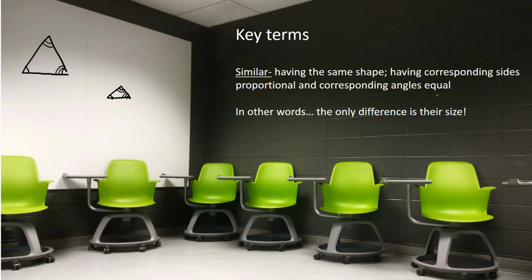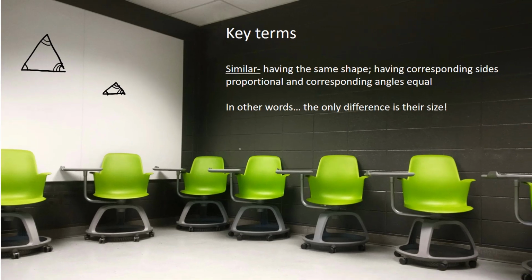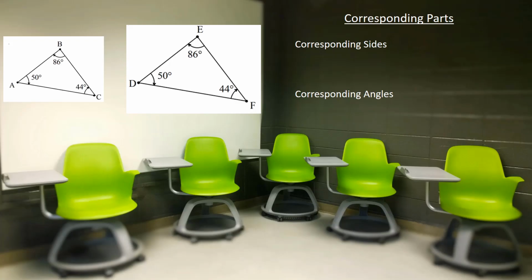We'll talk in just a minute what corresponding sides means. We've talked in class and in previous episodes what proportional is, and corresponding angles. We'll talk in just a second what corresponding angles are. So essentially the corresponding parts are proportional or equal, and they are similar. So really just think of it as the only difference really is their size. All right, so let's talk about corresponding sides and corresponding angles under the heading of corresponding parts.